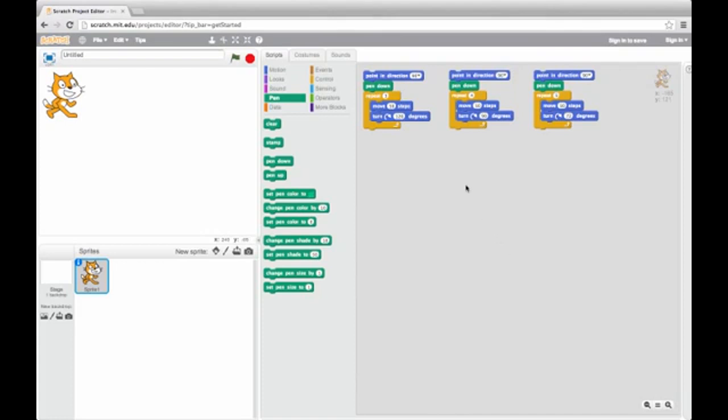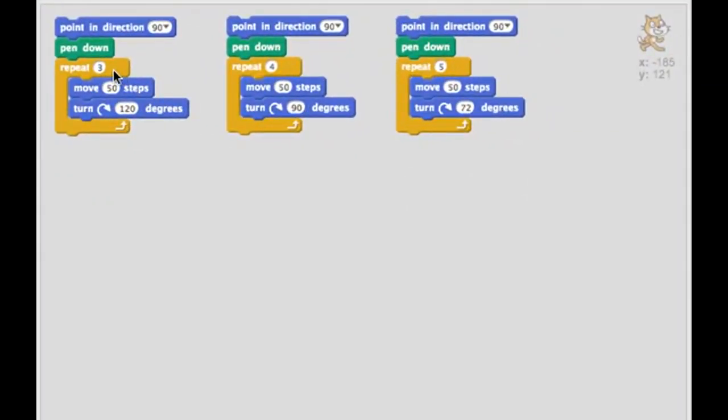Okay, I've written scripts to draw 3 different shapes. This one draws a triangle. It repeats 3 times, and each time turns 120 degrees. This one draws a square. It repeats 4 times, and each time turns 90 degrees. This one repeats 5 times to draw a pentagon, and each time turns 72 degrees.